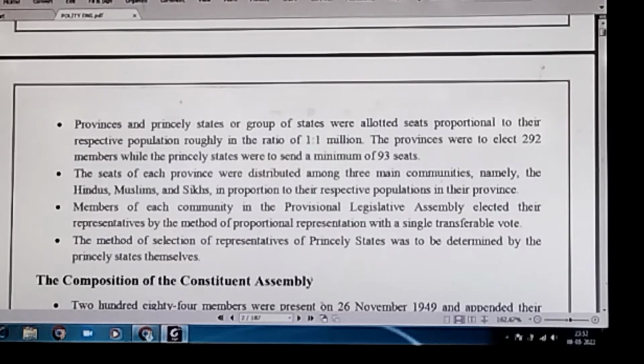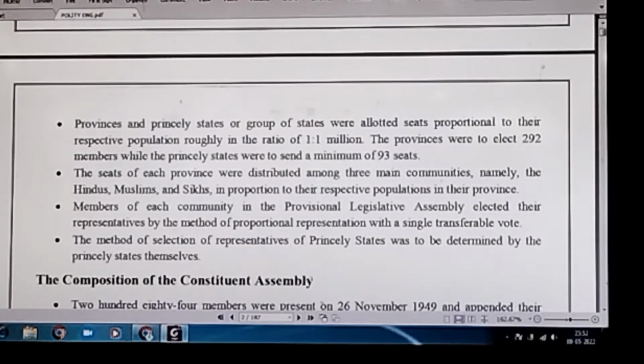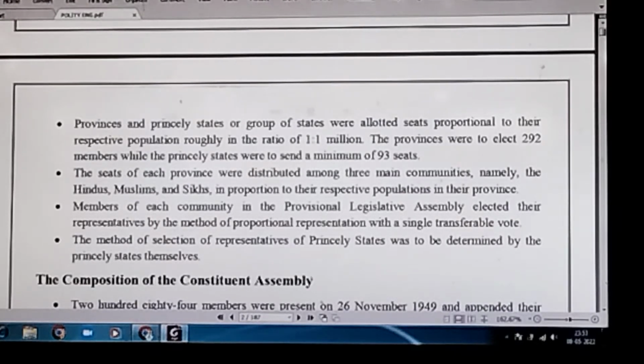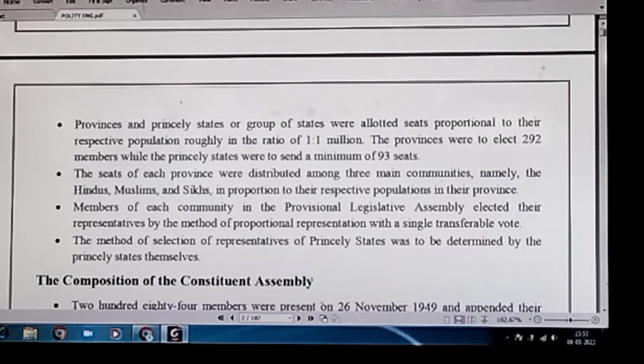The seats of each province were distributed among the 3 main communities based on population: number 1 Hindu, number 2 Muslim, number 3 Sikhs, in proportion to their respective population in their provinces. Members of each community in the Provincial Legislative Assembly elected their representatives by the method of proportional representation with a single transferable vote. The method of selection of representatives of princely states was to be determined by the princely states themselves. Then next, composition of the Constituent Assembly.